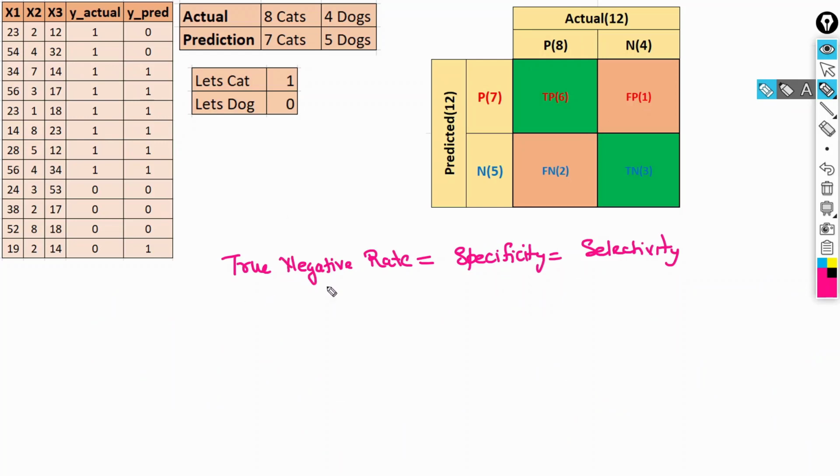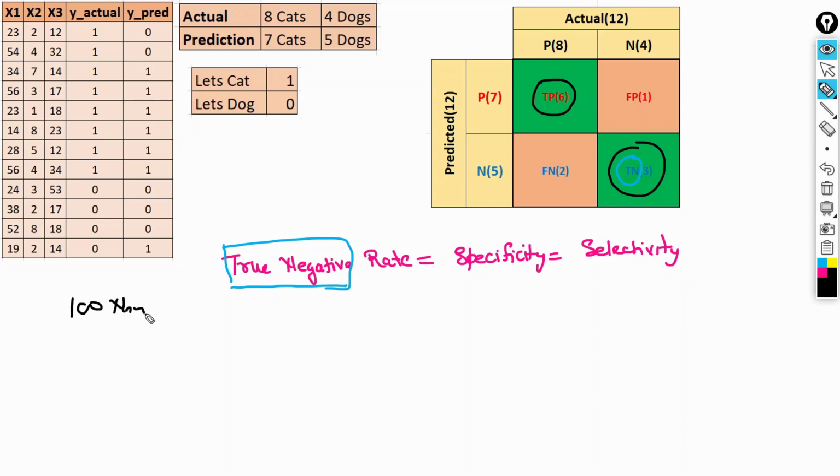Next is the true negative rate, which we also call specificity or selectivity. So let's check. As the name says, true negative rate means we have to check the rate of the true negatives. As we discussed in recall, we detect the true positive classes, but here we will detect the true negative classes. True negative classes means, let's say there are 100 non-defaulters. So how many non-defaulters is my model able to detect?